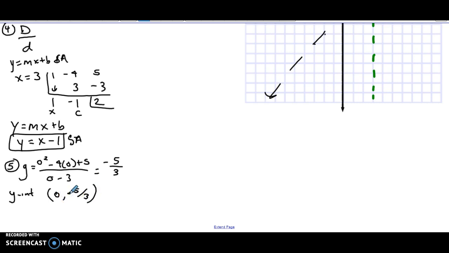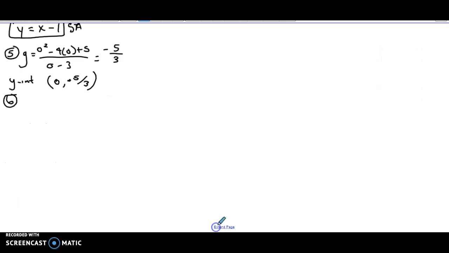Then we have part 6, which is looking for some x-intercepts. Remember our x-intercepts, if we look at doing x squared minus 4x plus 5 equals 0, we have to either do the quadratic formula or we could do completing the square. Regardless, we'll end up with imaginary numbers. So our x-intercept, we have none. Does not exist for it.